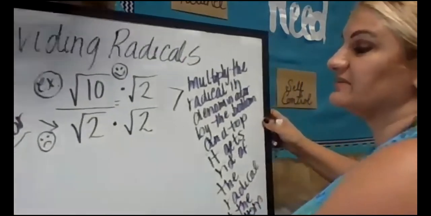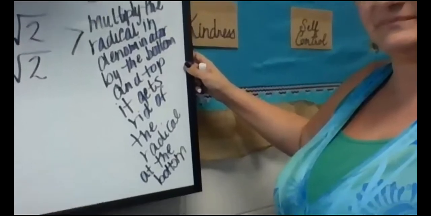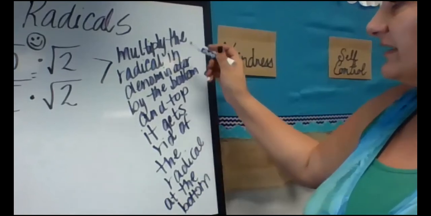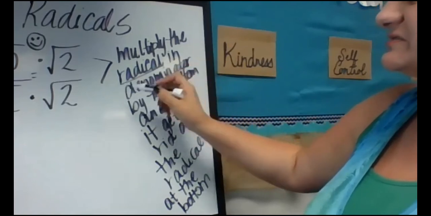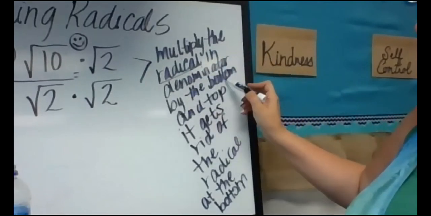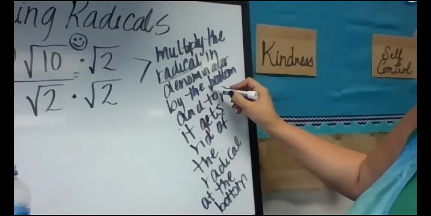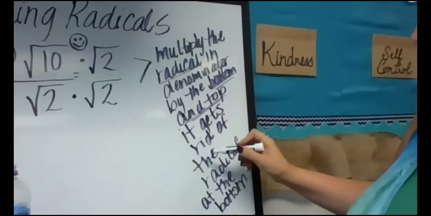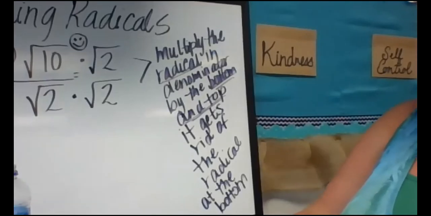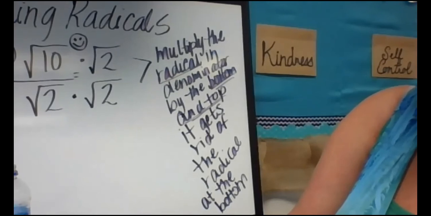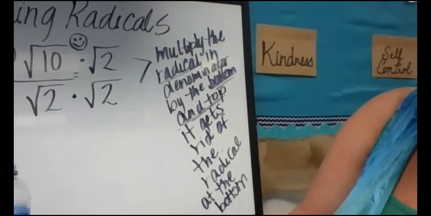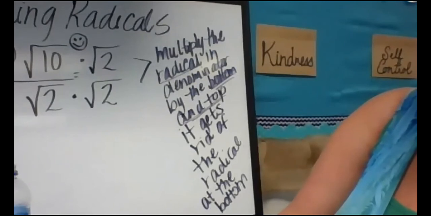So I probably should move this closer to you guys and lower, right? So when I multiply the radical, which is the square root of 2, in the denominator by the bottom and top, keywords, right? It gets rid of the radical at the bottom. And that's the whole point, because what is the rule? What did I tell you guys the rule was? You cannot have a radical in the denominator. Can the radical be at the bottom? No.